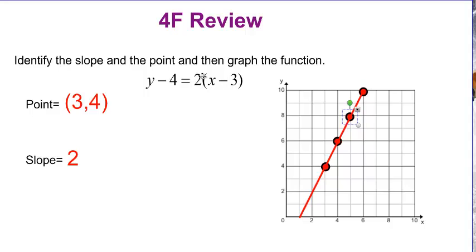Our slope is the number in front of our set of parentheses, so our slope is 2. When we graph this, we go to graph the point over 3, up 4, and then we use our slope, up 2 over 1, up 2 over 1, up 2 over 1 to get more points along our line.